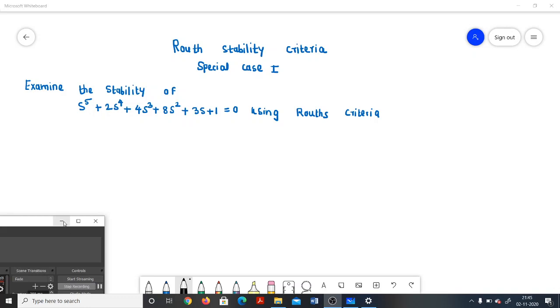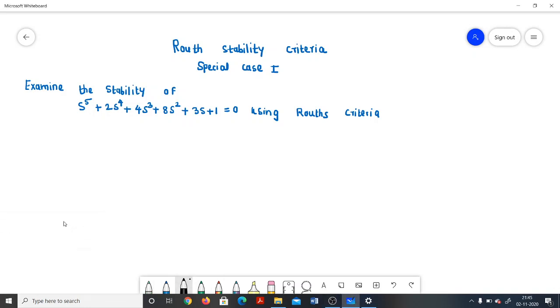Hello students, today we'll be solving a numerical on Routh stability criteria. The characteristic equation is given and they're asking us to examine the stability of a system. So we have to go ahead with our Routh array.